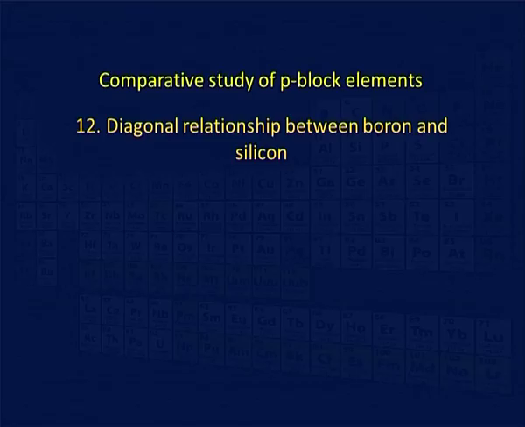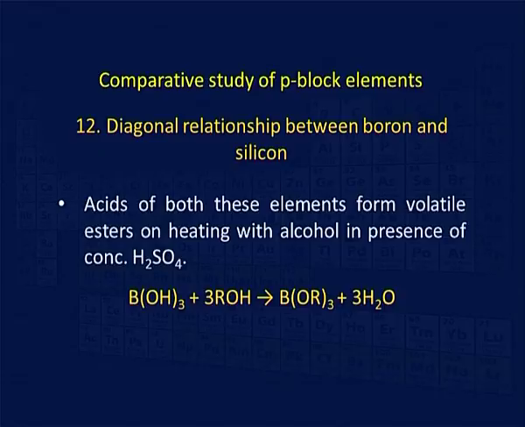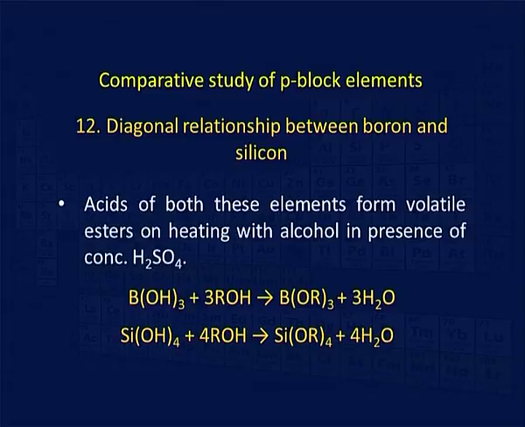Both the borates and silicates have tetrahedral structural units, and the acids of both of these elements form volatile esters on heating with alcohol in the presence of concentrated sulfuric acid. This is the reaction with alcohol, and it is the reaction of silicon hydroxide with alcohol.